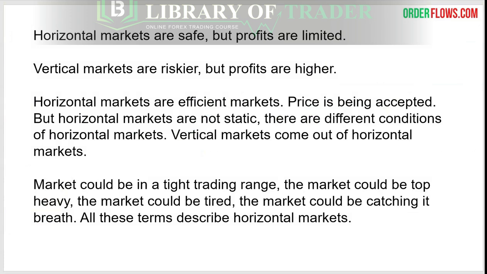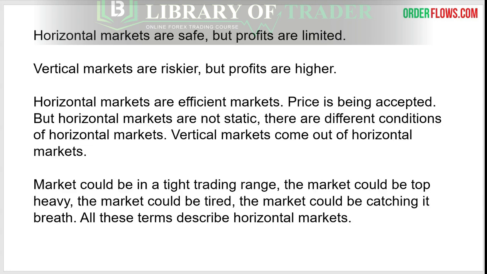So horizontal markets are safe, but profits are limited, right? Because horizontal markets are generally markets in consolidation, and they don't have much price movement. Vertical markets are a little bit riskier, but profits are higher, right? They're riskier because you're going to have bigger movements. Now, horizontal markets are what people refer to as efficient markets, right? Price is being accepted.